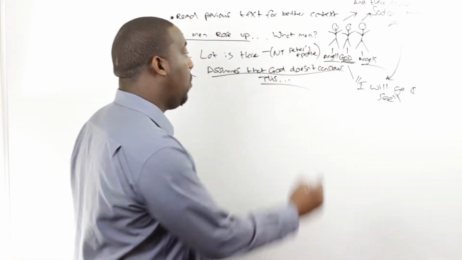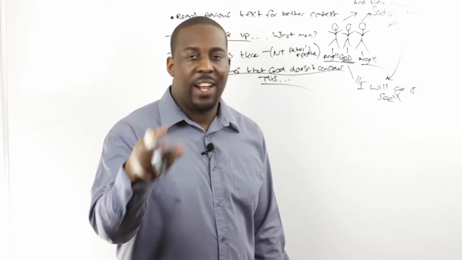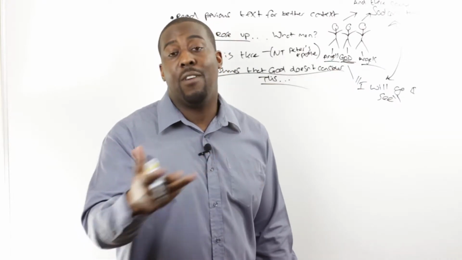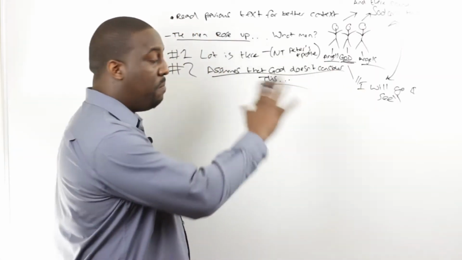The question Abraham asked God assumes that God hasn't factored in, oh, you know what? There's a righteous guy down there, Lot, or there might be other righteous people in that particular city. And Abraham says, peradventure there be 50 righteous within the city. Will thou also destroy and not spare the place for the 50 righteous that are therein? That be far from thee to do after this manner, to slay the righteous with the wicked, and that the righteous should be as the wicked, that be far from thee. Look what Abraham says next. He says, shall not the judge of all the earth do right? Okay. So he's already made his point.